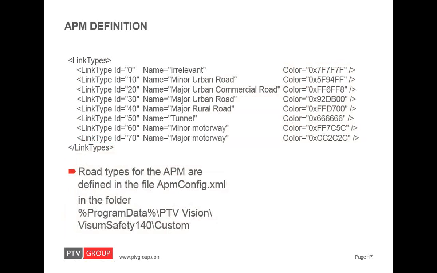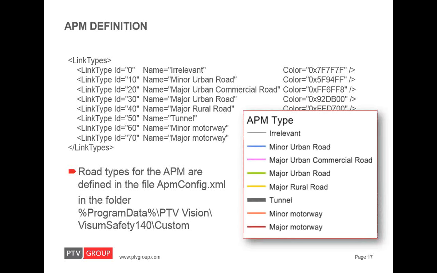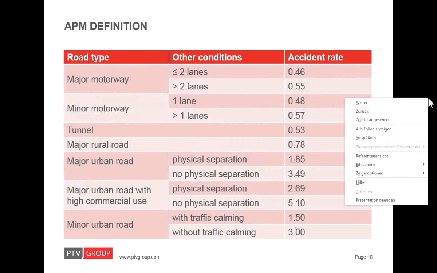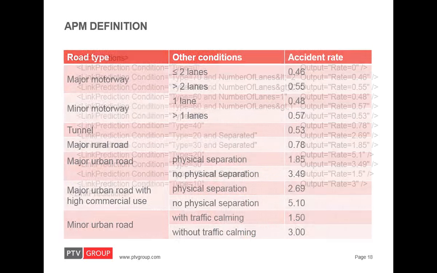And I've shown you here where this file is located, where you can do this yourself in Visum Safety. Basically, this is an XML file where you define these different link types, and you also define which color they should use when they are shown in the network editor. And once you have done this, you can define the accident rates, which are shown here in the right column.